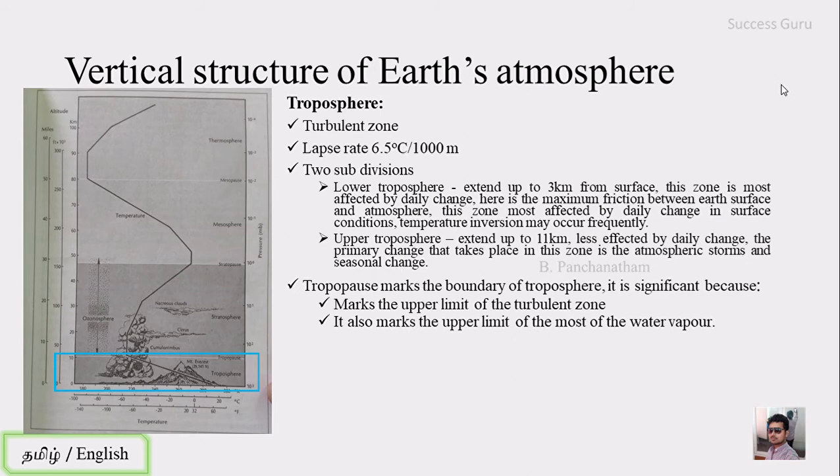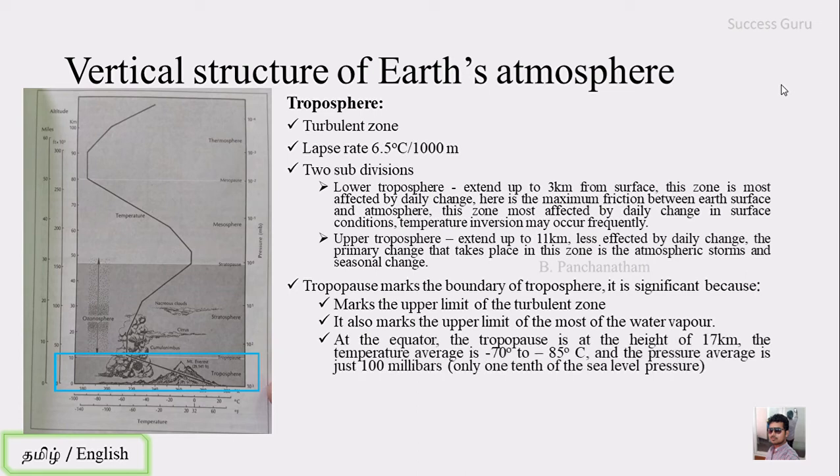And it also marks the upper limit of most of the water vapor. You can see the cloud formation and the main types of rainfall, the amount of water vapor will be very high below this tropopause, and above this the cloud formation, that is the presence of moisture or water vapor, will be comparatively very less.